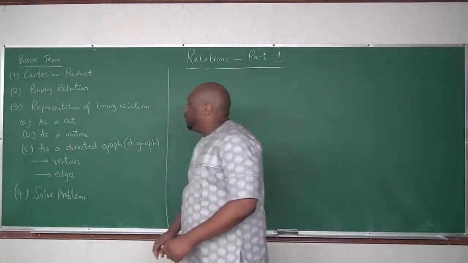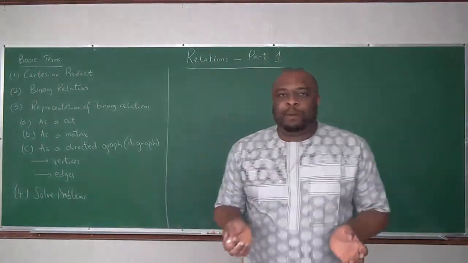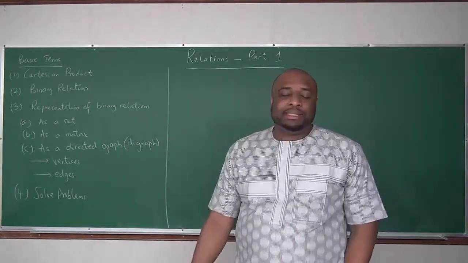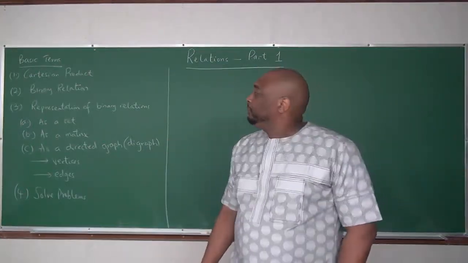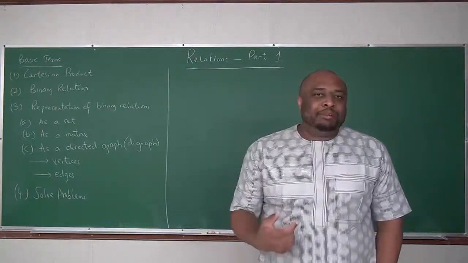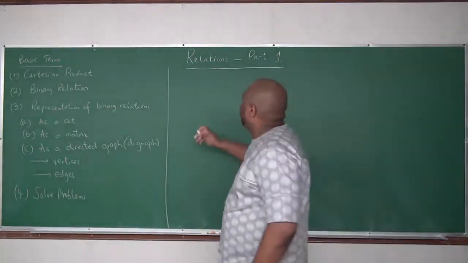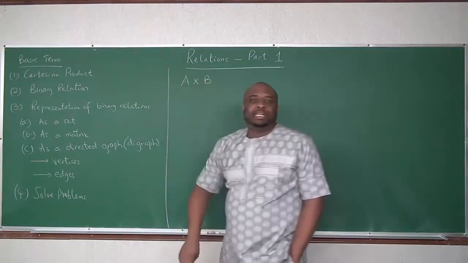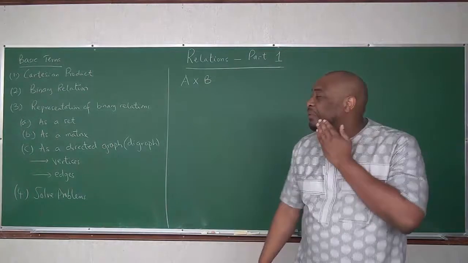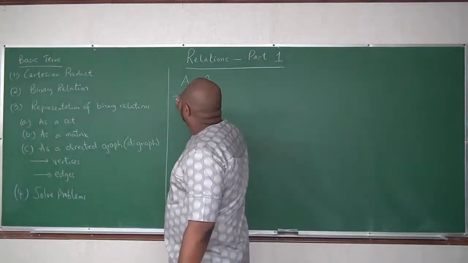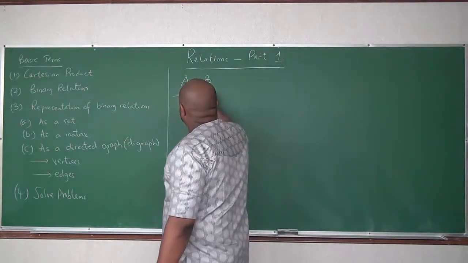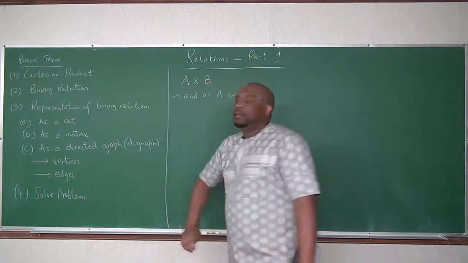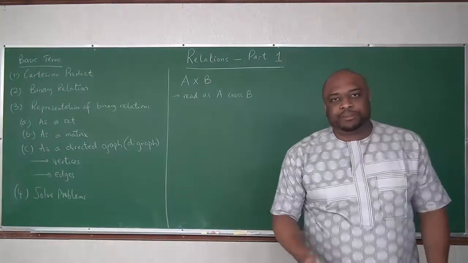All right, so Cartesian product. What is Cartesian? You can write. We talked about this in sets. We shall also talk about it now. Cartesian product, A cross B. This is what we call Cartesian product. It's read as A cross B. It is known as Cartesian product.